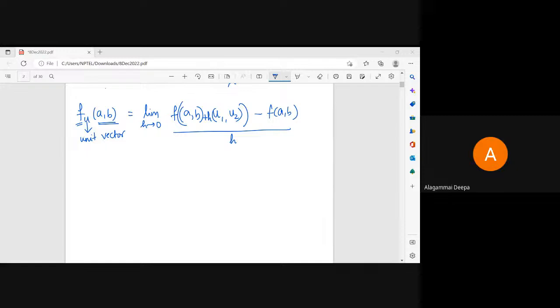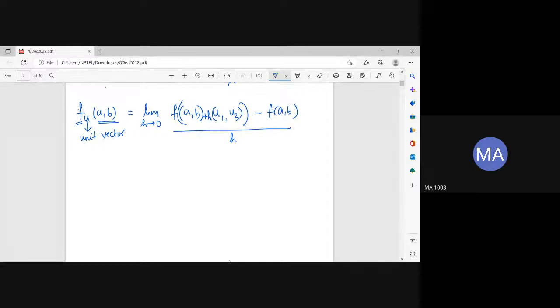Ma'am, how to check that gradient exists or not? Yeah, we'll do all that. We'll first do the 13th problem from the mock. F of x comma y, xy, x squared plus y squared. So this problem.